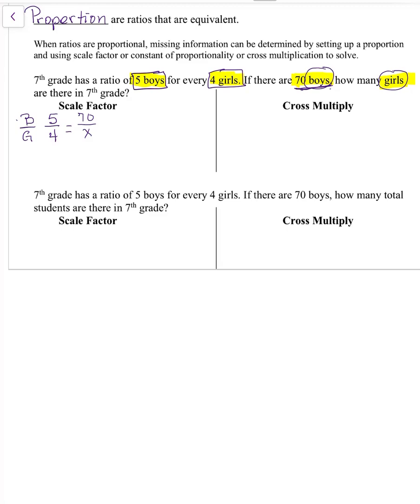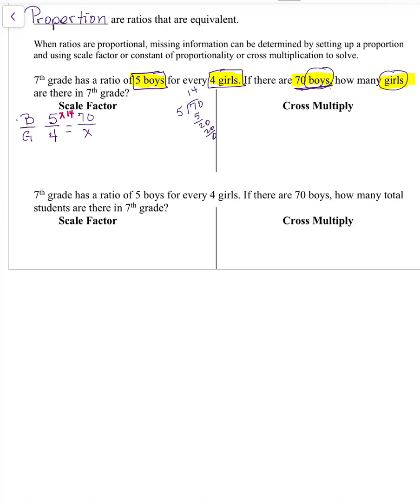All right, so I'm going to use scale factor. Scale factor is just like finding a common denominator. You say 5 times what gives me 70? Well, I don't know, so I'm going to go to the side. But I do know it divides into it because it has a 0 at the end. Okay, so 14. So 5 times 14 is 70.